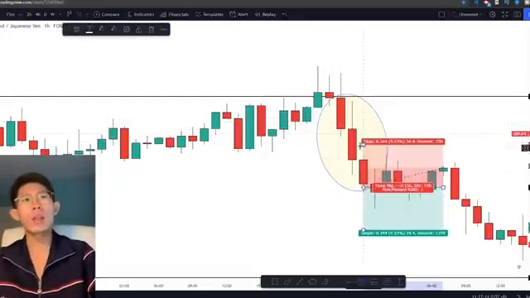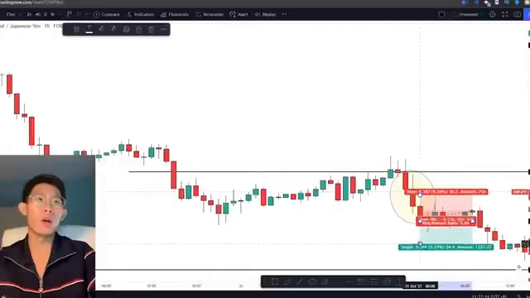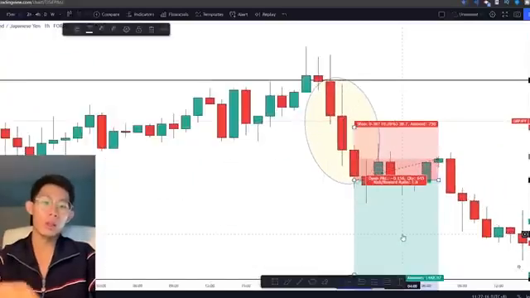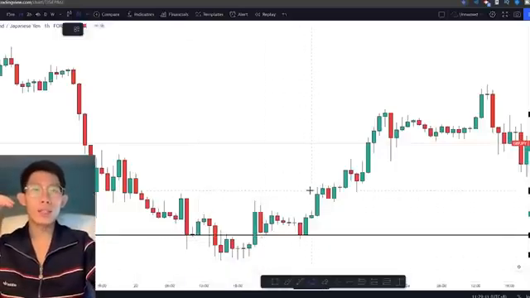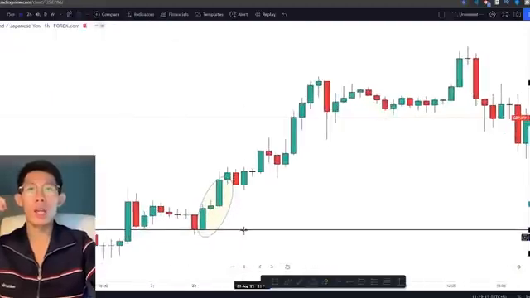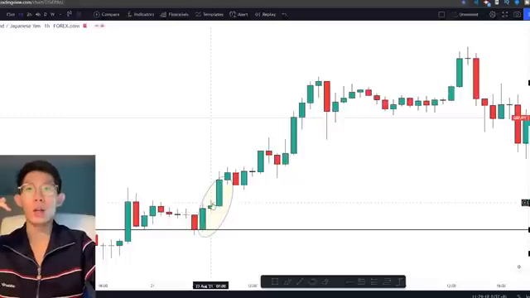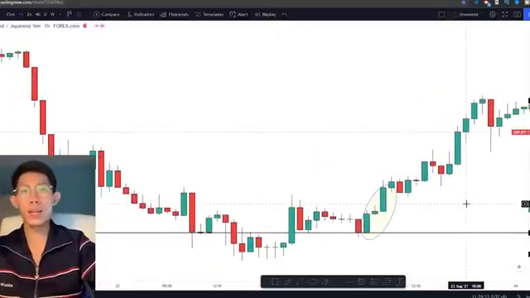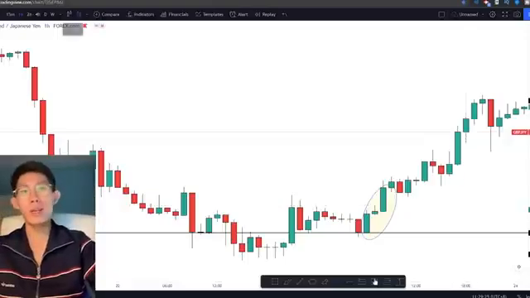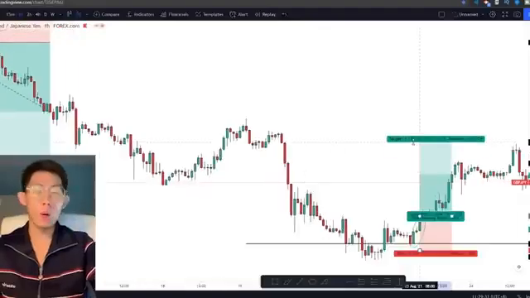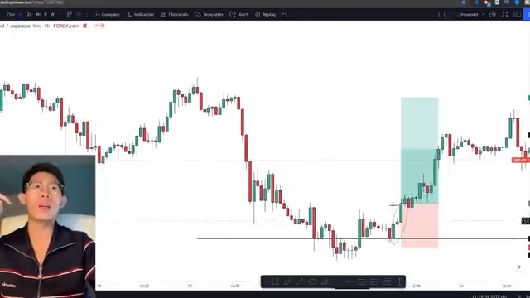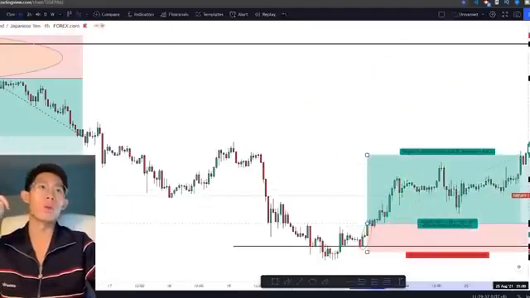Enter for a sell once again, stop loss above here, take profit all the way down here. Once again over here, price is at this support level, and price did your three white soldiers. You see how each candlestick is closing higher than the other. This shows us that price is heading back up. Enter for a buy here, stop loss below this support level, take profit at the next resistance level, and you can see this trade played out perfectly.